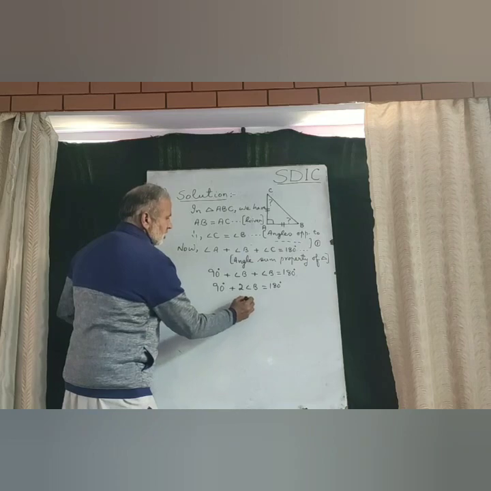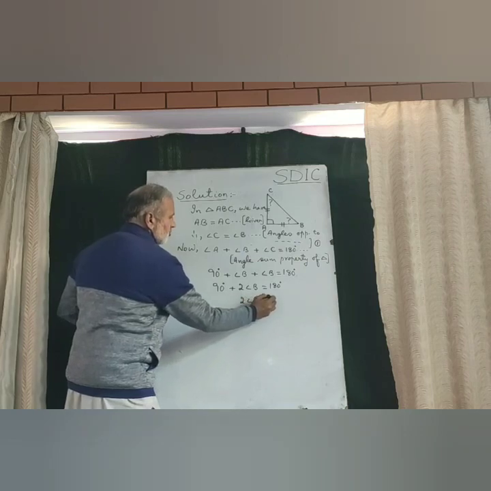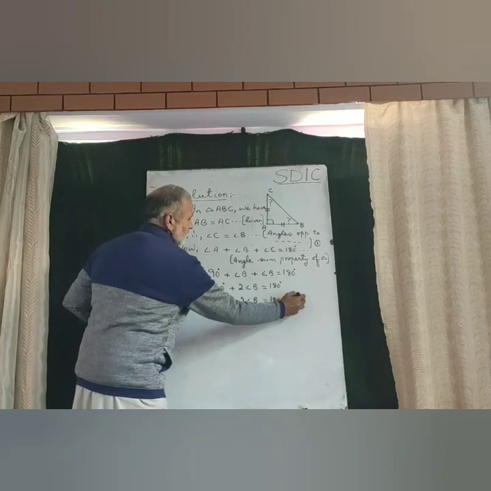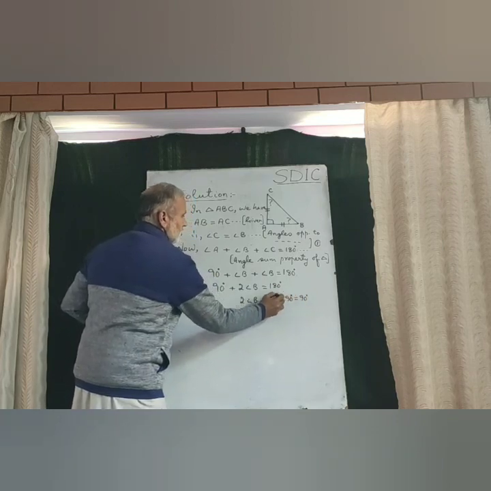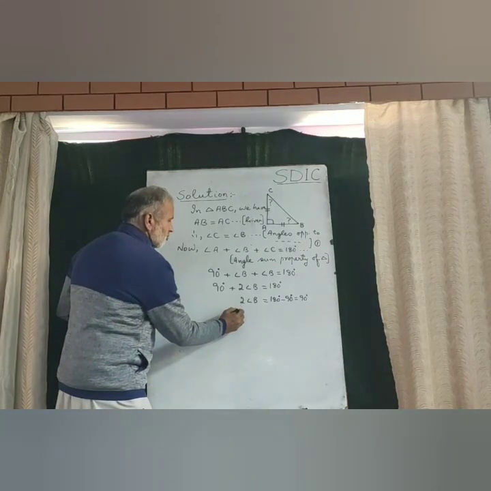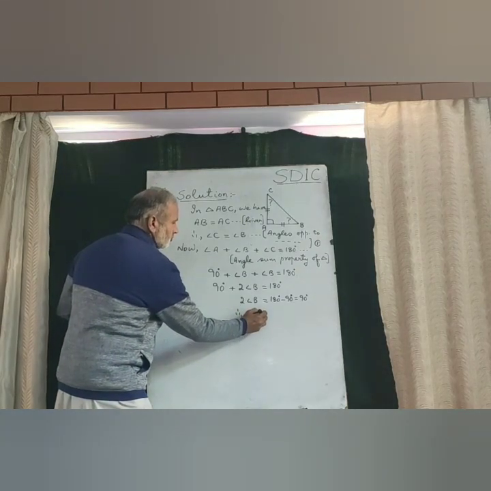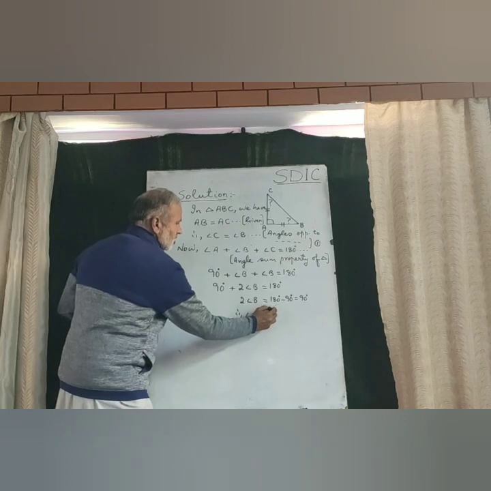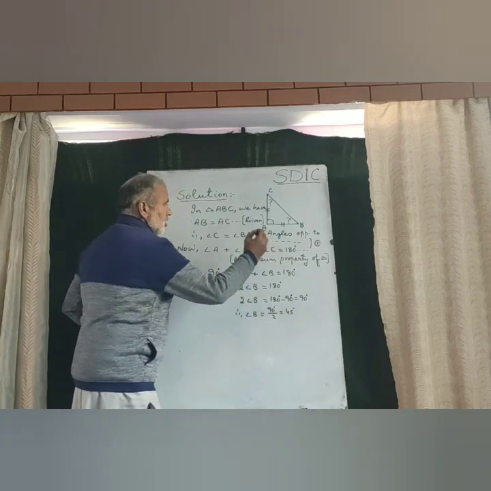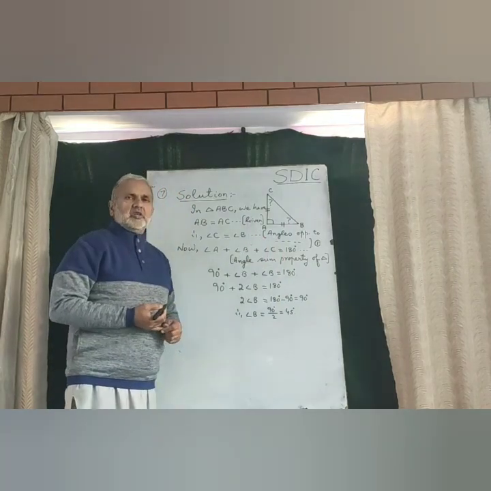Transpose 90, will be left with twice angle B equal to 180 minus 90, that is equal to 90 degrees. And finally, to get the measurement of angle B, transpose 2 also. It will be 90 degree divided by 2 means 45 degrees. Measurement of angle B is therefore 45.